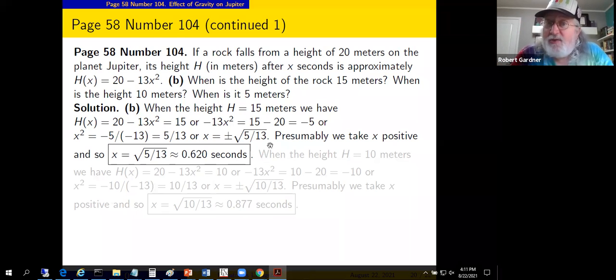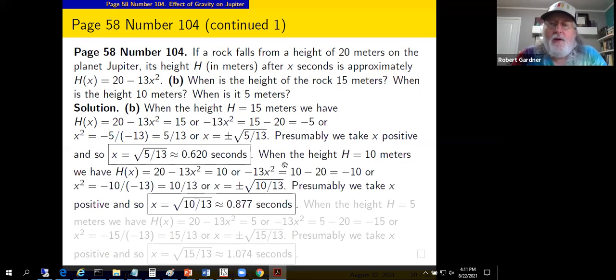Physically, that's the reason we're getting two solutions, when the rock was going up and then when it was coming back down. And that'll happen in all three of these in part B. If we assume they want the time to be positive, then it's x equals the positive square root of 5/13. There it is. It's a decimal approximation from a calculator. When the height's 10 meters, we'll set that function equal to 10. Do similar manipulations that will produce plus or minus the square root of 10 over 13. Presumably they want the positive time, the positive square root of 10/13. That's about 0.877 seconds.